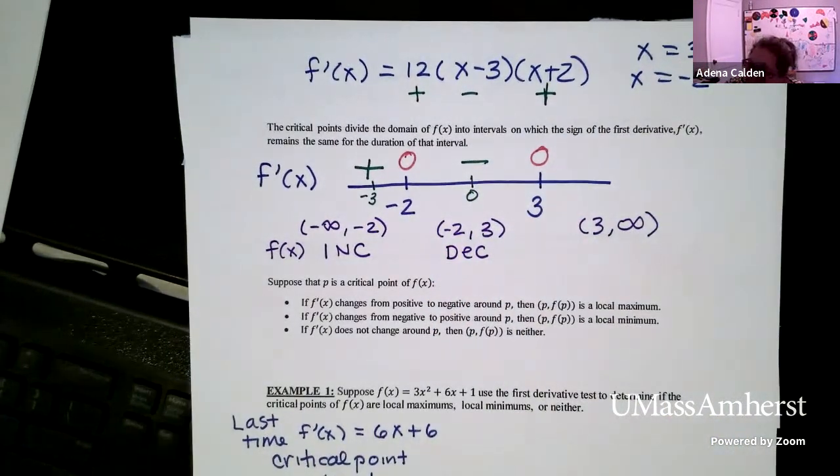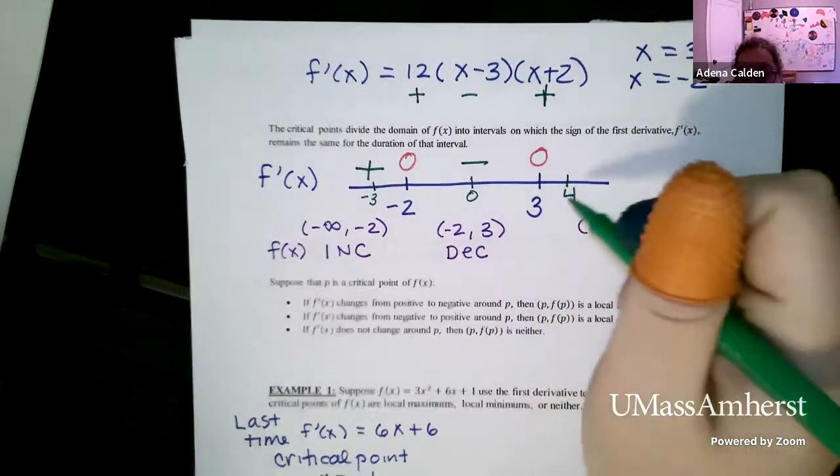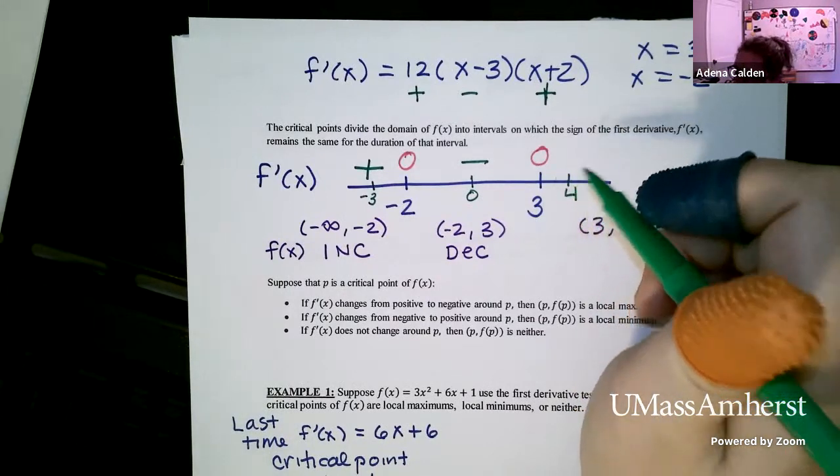And then finally, I'm going to test something slightly bigger than 3. So I'm going to pick 4. Again, you can pick any number between 3 and infinity, but pick one that's easy and convenient to work with.